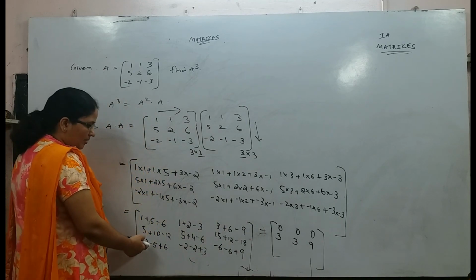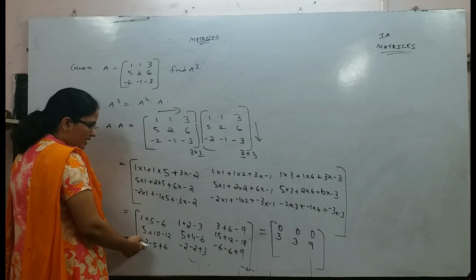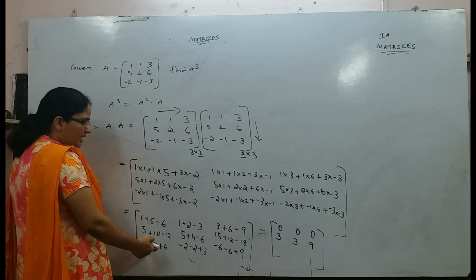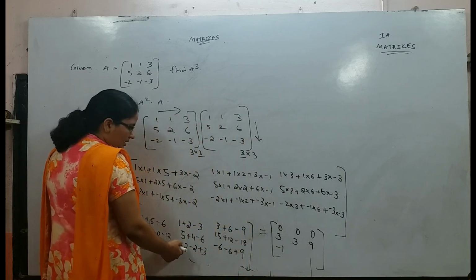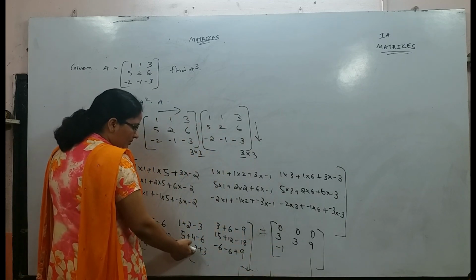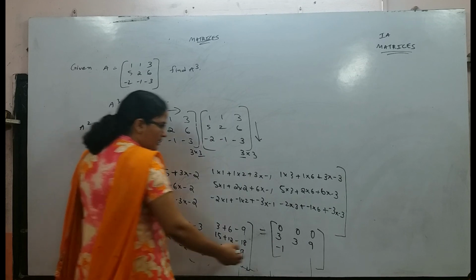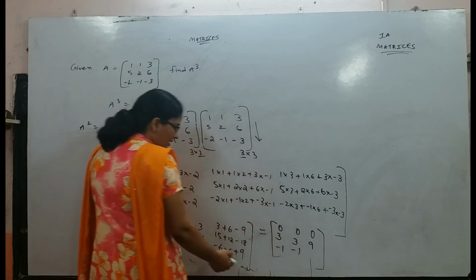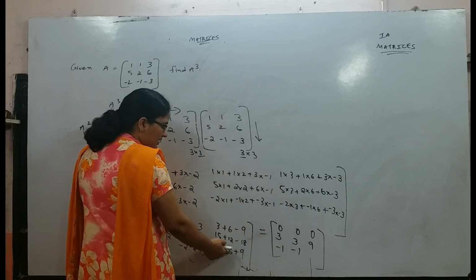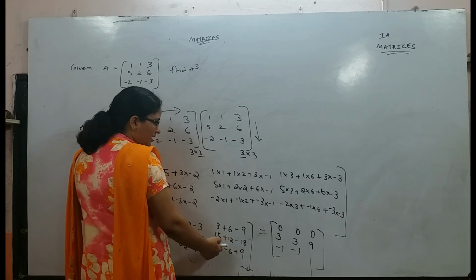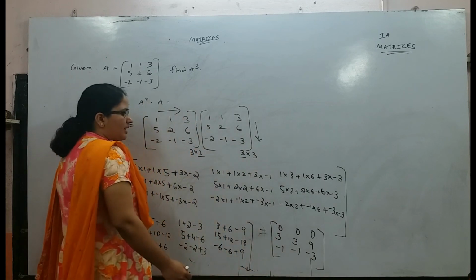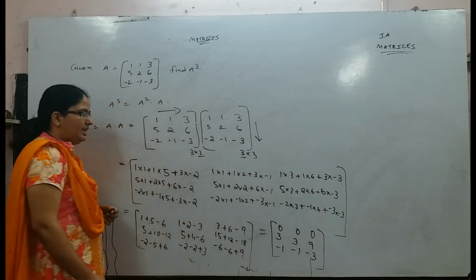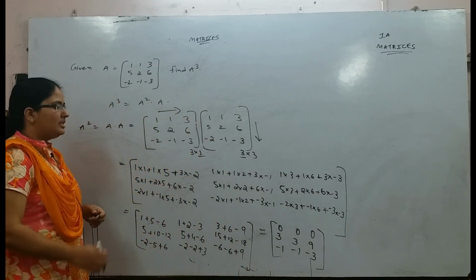Right. What about this? 6 minus 2 minus 5 minus 7. 6 minus 7 is minus 1. Minus 2 minus 2 minus 4. 3 minus 4 is minus 1. Minus 6 is 12. 9 minus 12 is minus 3. So A square is [0 0 0; 3 3 9; -1 -1 -3].